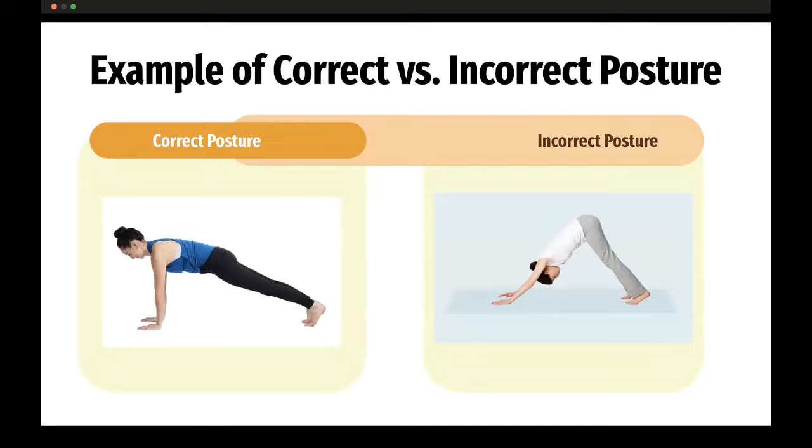On the left is an example of a correct posture. As you can see, the back or spine is flat. The knees are off the floor. The arms are at a 90-degree angle, and the chin is not tucked in. So we would classify that as correct posture. However, in the image on the right, the back is not necessarily flat. It's tilting upward. The knees are off the floor, but the chin is tucked in. So in this case, we would classify this as incorrect posture.